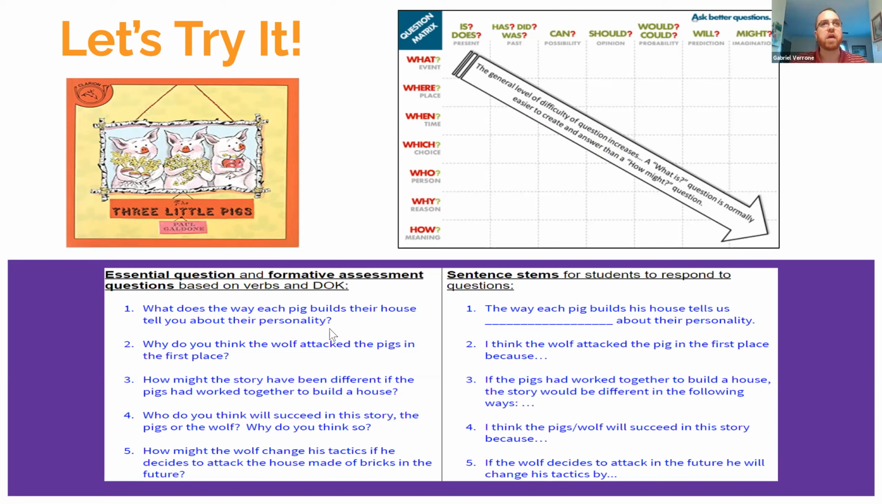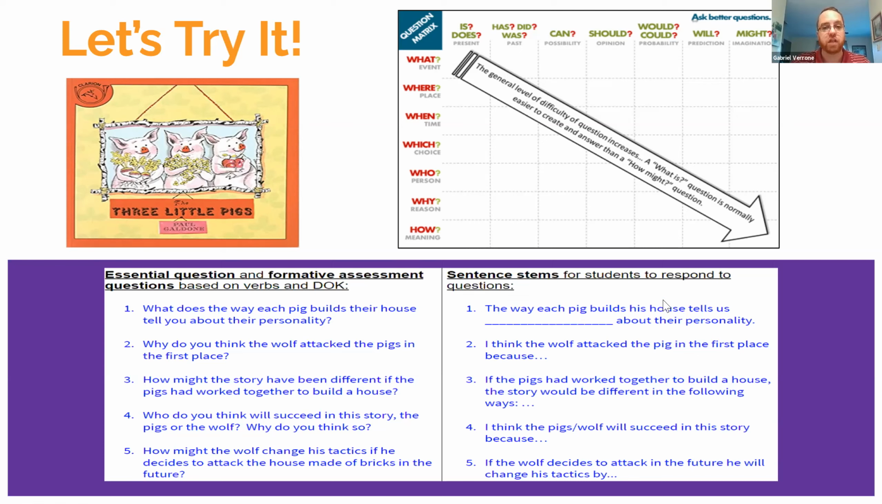So this guy built a house out of straw. Why did he do that? This guy built it out of sticks. The other guy built it out of bricks. So what does that tell you about them? Then I literally want the children to give me that answer as a complete sentence. The way each pig built his house tells us blank about their personality.